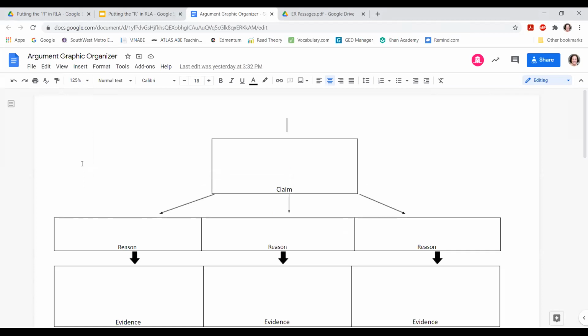So my first question, you can feel free to put this into chat, is we're going to focus just on that first article, are tweens ready for cell phones? Okay, so my first question is, what is the claim of that article? Go ahead and chat your responses to that in the chat box, please.